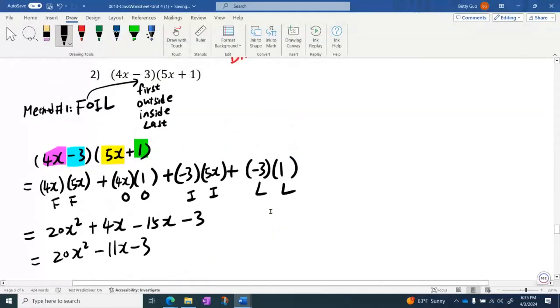This method is called FOIL. FOIL is like the shiny paper you use when baking. It stands for first, outside, inside, last. The procedure is to set up the structure for FOIL first. The expansion should have 4 parts added together. Each part has 2 parentheses multiplied together. The 4 parts are first times first, outside times outside, inside times inside, last times last.